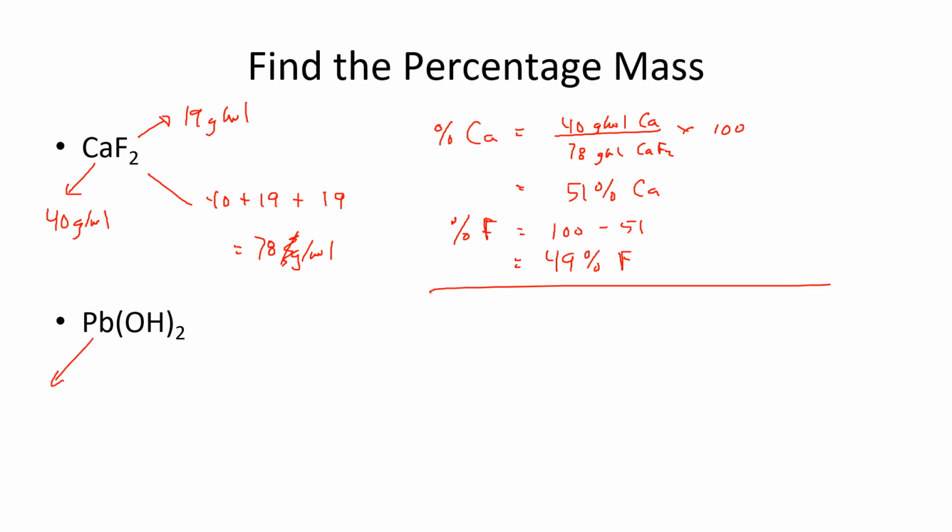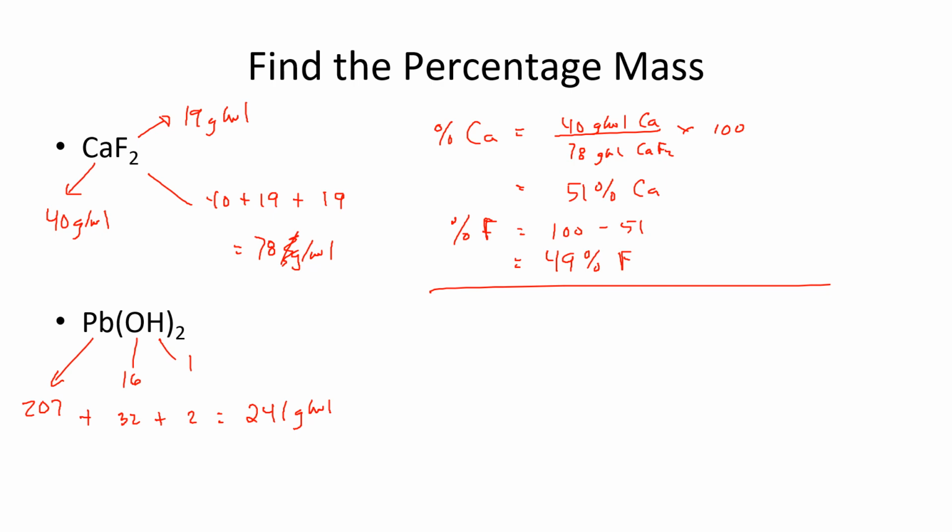Okay, so we got one that's a little more complex here. We got lead, which is 207 grams per mole, just roughly. Oxygen's roughly 16, and hydrogen's roughly 1. So the total molar mass of this whole compound, since we got 2 oxygens and 2 hydrogens, this would be 32 for the 2 oxygens and 2 for the 2 hydrogens, and so the total there is 207 plus 34 is, yay, 241 grams per mole.